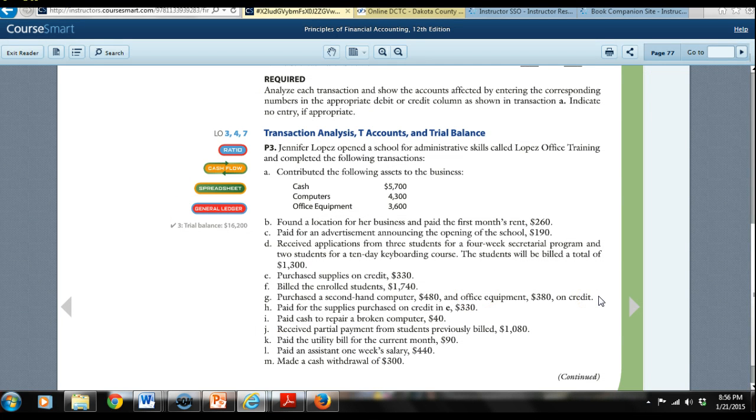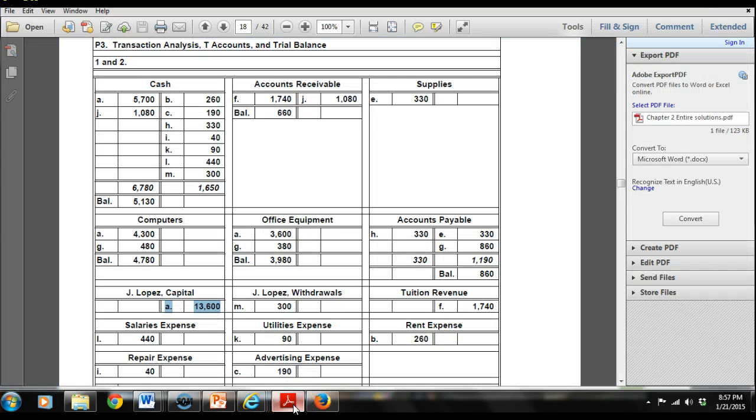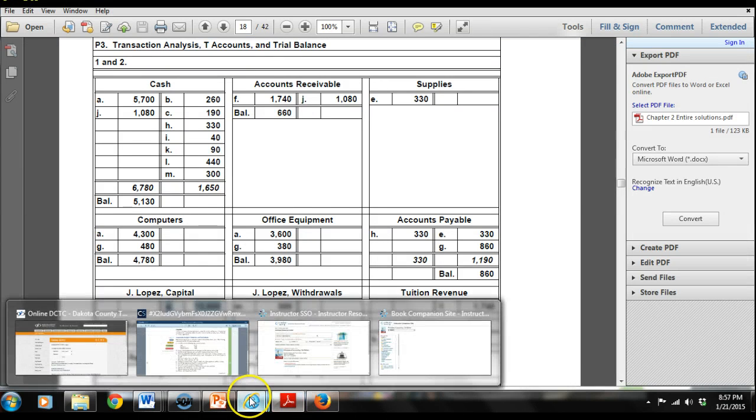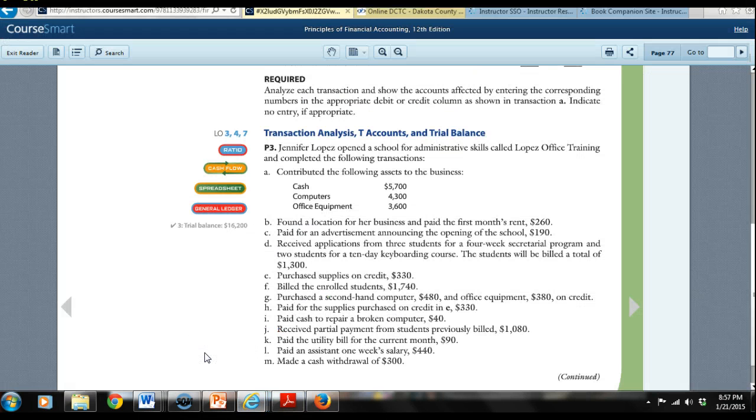Good. Okay. D, received applications from 3 students for a 4-week secretarial program and 2 students for a 10-day keyboarding course. The students will be billed a total of $1,300. Okay, this is tricky. Will be, so nothing's happened. And they received applications. So I don't think we're going to do anything there, right? So D, nothing.